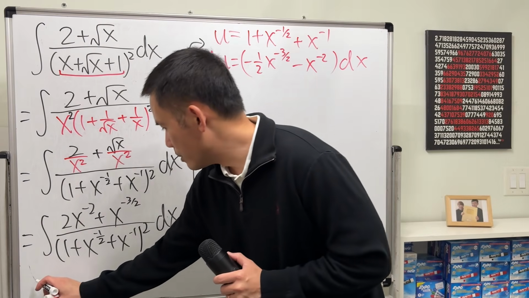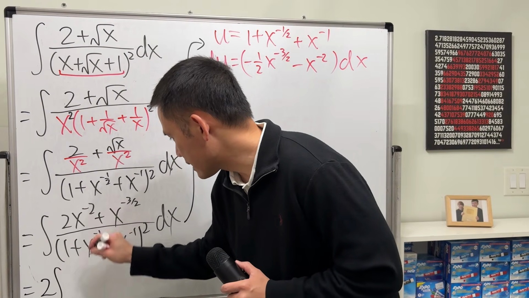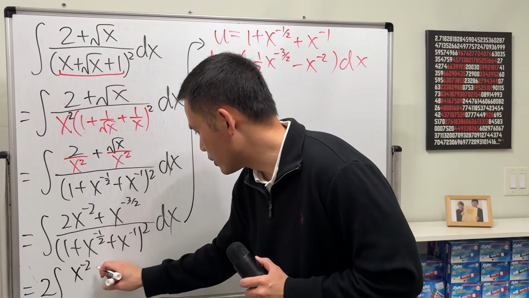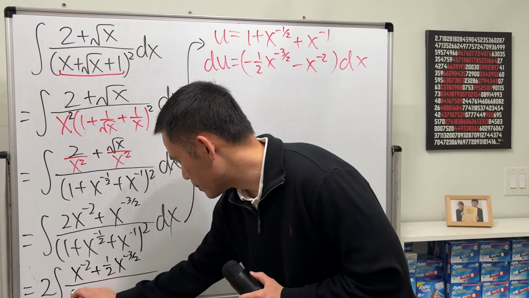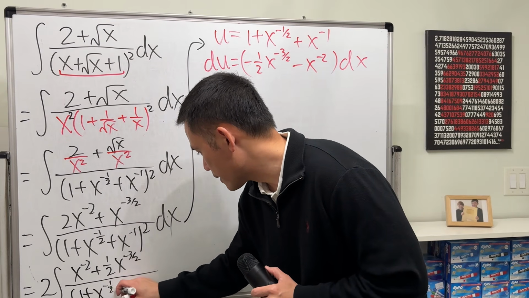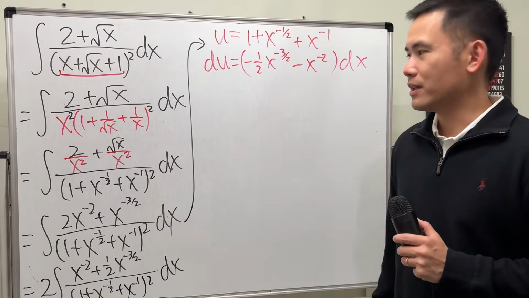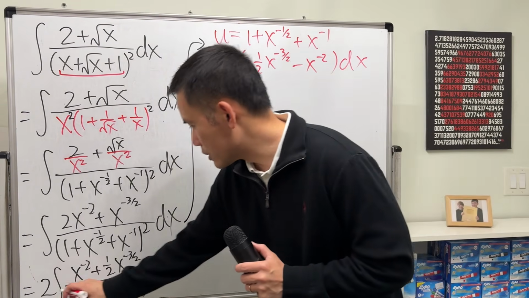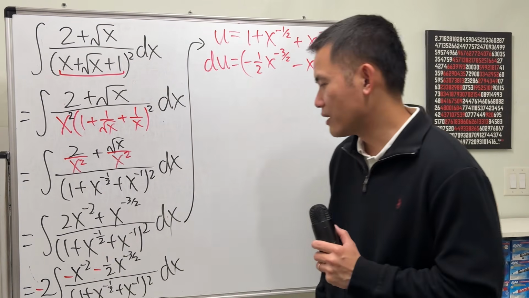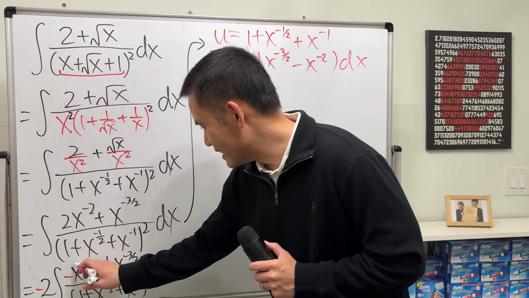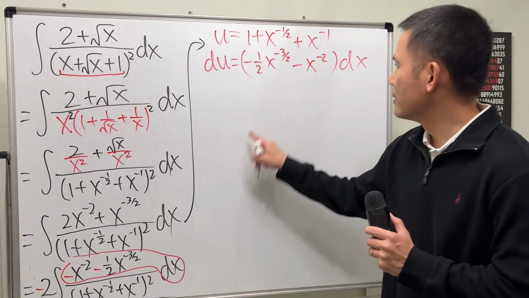Okay, I'm going to just make a note right here real quick. I'm going to factor out the 2 to the front, and then we have x to the negative 2, and then this right here will be plus 1/2 x to the negative 3/2 over the same denominator. Okay, I think that is much better. I know we have the negative, so perhaps I will just multiply the negative on the outside, and then multiply the negative here, and then multiply the negative here. Much better.